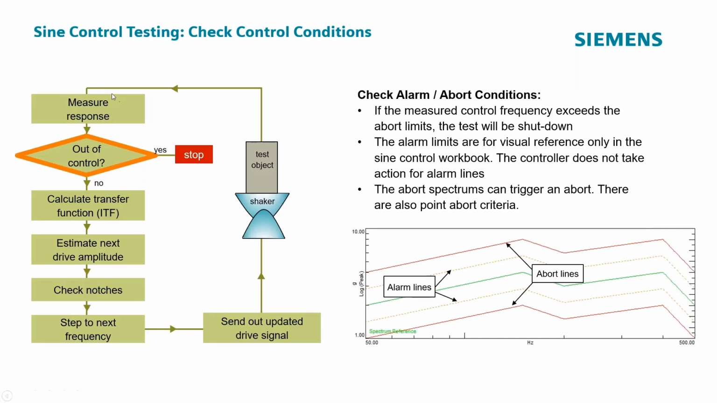So after we figure out what the amplitude is, then we make a decision about whether we need to stop the test. Are we out of this abort limit that we've programmed in? If you are, then you stop the test. If not, you calculate this inverse transfer function, estimate the next drive amplitude, check all your notching channels, and then start moving to the next frequency and send out this updated drive signal. All this is happening in real time and really, really quickly.